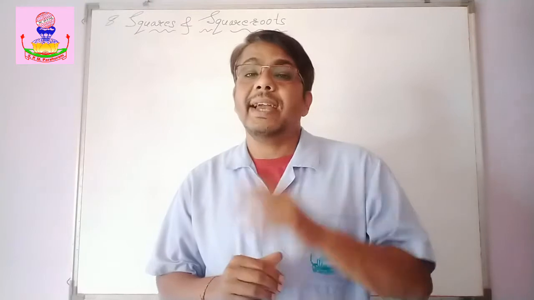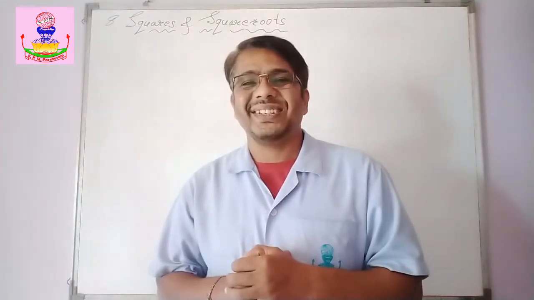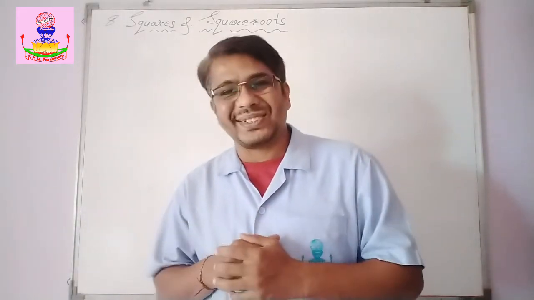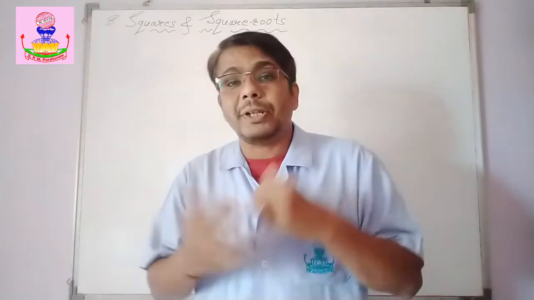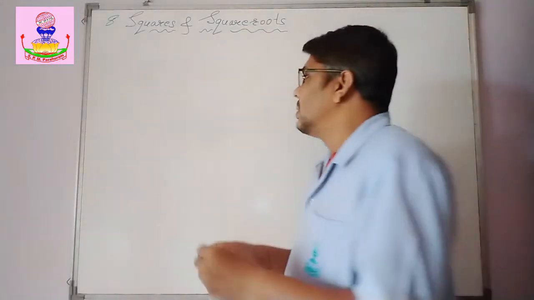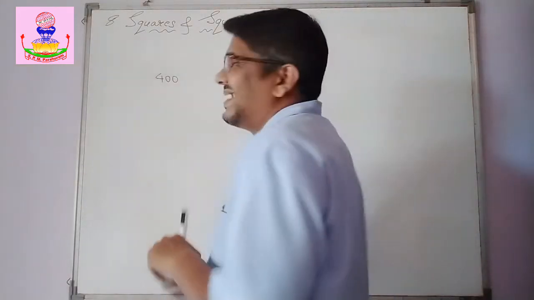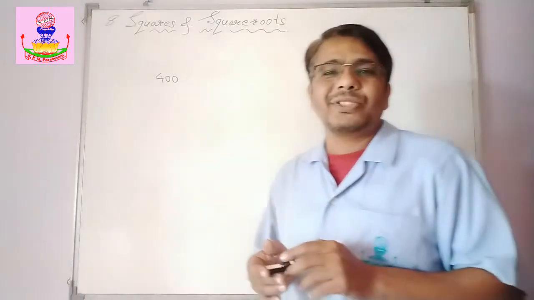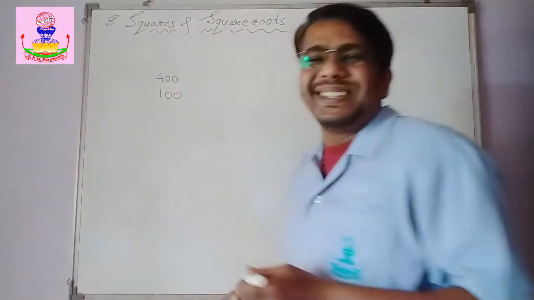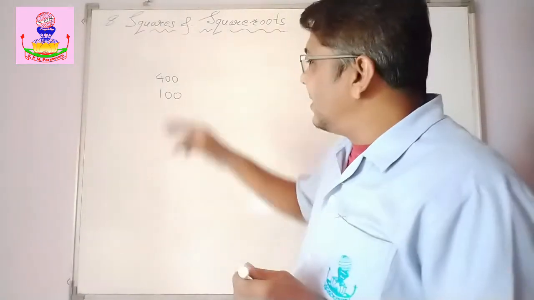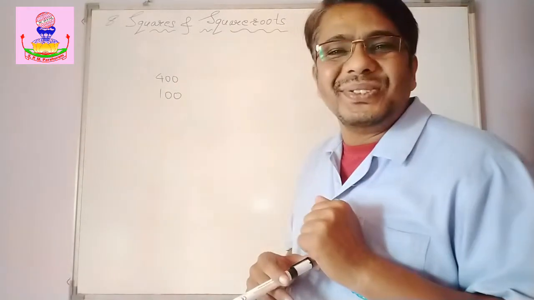A perfect square ending with zeros should have an even number of zeros. Then it may be a perfect square. There also we are not sure. Okay, it may be a perfect square. For example, 400. It is a square of, yes of course, 20. 100. It is a square of 10. See the number of zeros. They are an even number of zeros.